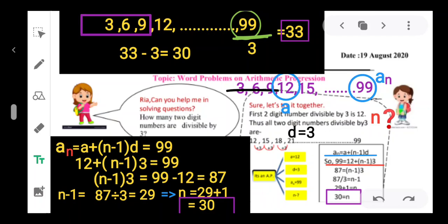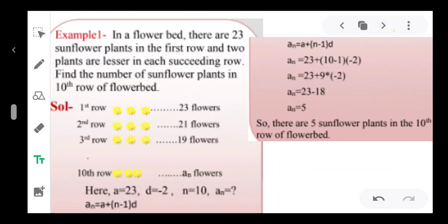Now move on. Example 1. In a flower bed, there are 23 sunflower plants in the first row and 2 plants fewer in each succeeding row. Find the number of sunflower plants in the 10th row of the flower bed.